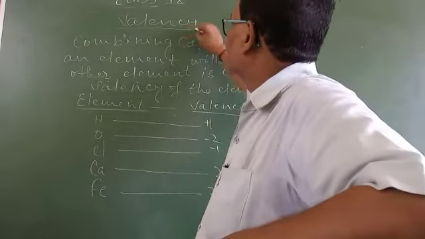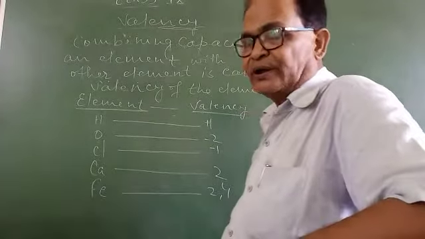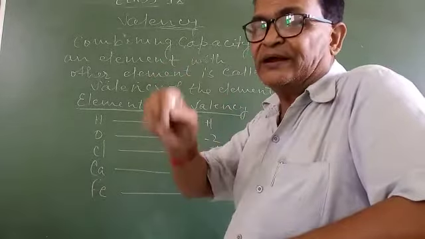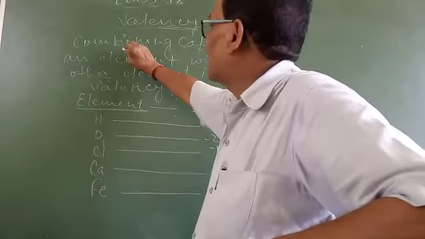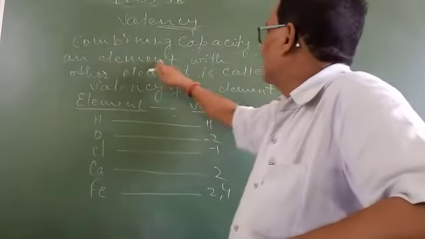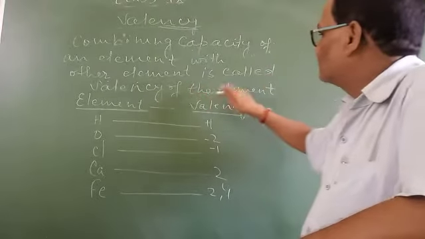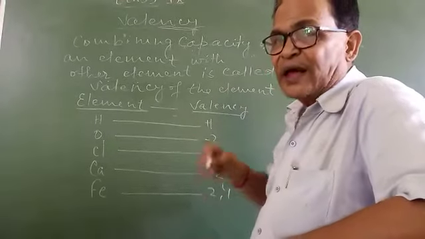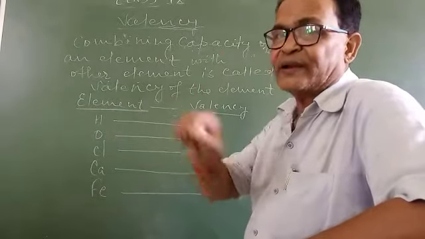about valency. It plays an important role in chemical reactions and in the chemical properties of elements. We may define valency as the combining capacity of an element with other elements. It means the ability of an element to combine with other elements is called its valency.